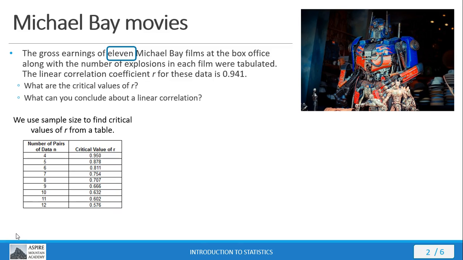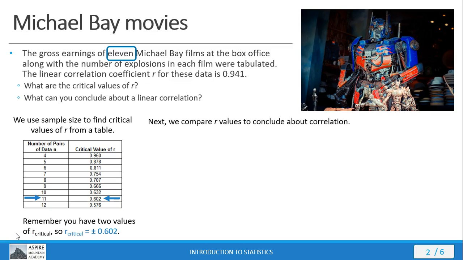We look in the table and we find that value right here. Then we just look across the same row in the other column of the table, and there's our critical R value, 0.602. But remember, we have two values for critical R value, so one's positive and one's negative. The table is just listing the positive value, so don't forget the negative one. Now, that answers our first question. We'll answer the second question by comparing our critical R values with the R value we get from the data.